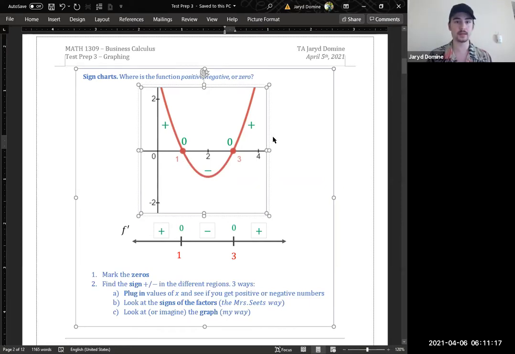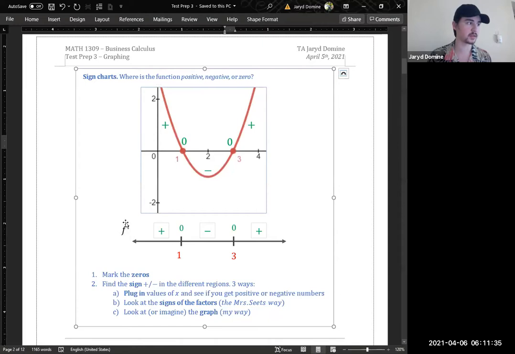Okay. And so what a sign chart is, it's basically, we've just simplified this. So we've marked where this function is equal to 0. So it's 0 at 1 and 3. It's negative in the middle, and it's positive on the sides. So this is our sign chart.